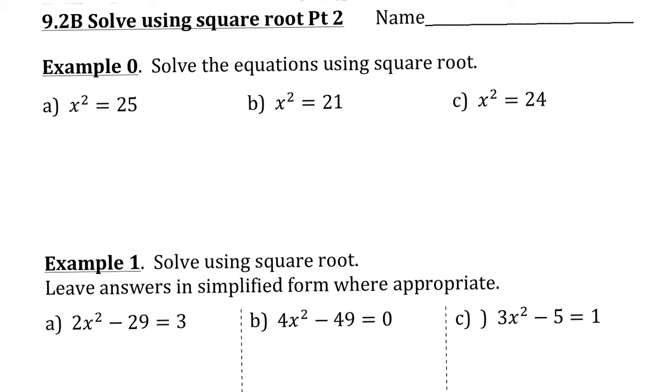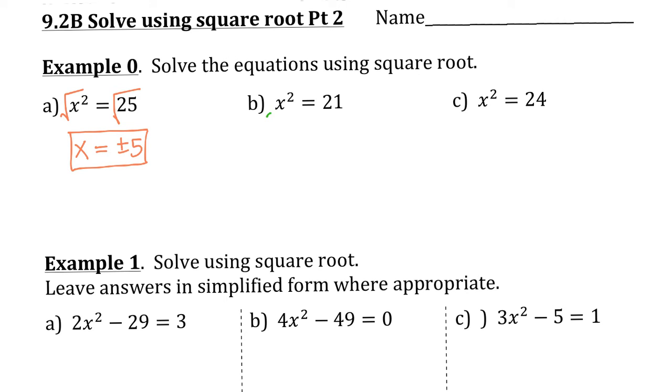In 9.2b, we are going to continue solving using square root. So example 0 is what we did last class, where if it was x squared equals 25, remember to solve it, we use square root to cancel the squared. And that gave me x equals, and I could get positive 5 or negative 5, which we could write as plus or minus 5 if we wanted to do it the short way, or we could write x equals 5 and x equals negative 5 to express our two answers.